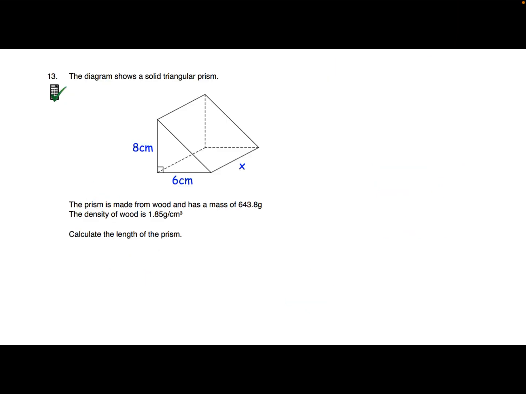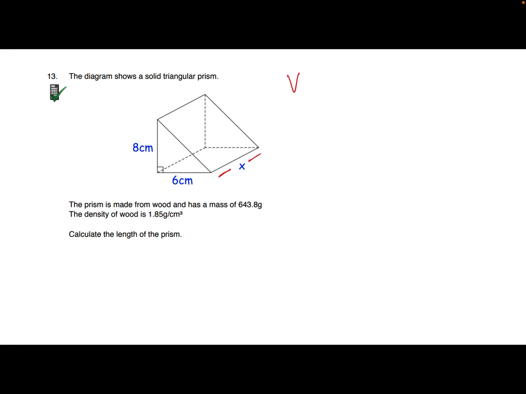Right, what about this one? The diagram shows a solid triangular prism. The prism is made from wood and has a mass of 643.8 grams. The density of wood is 1.85 grams per centimetre cubed. Calculate the length of the prism. So it's basically asking you to find out what this length x is. Well, the first thing we need to do is be able to find the volume of the prism.